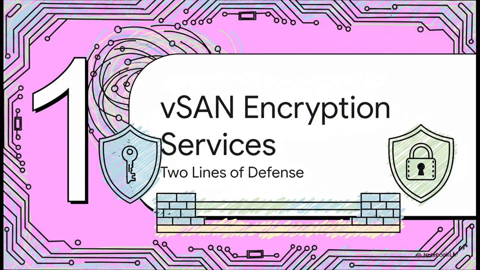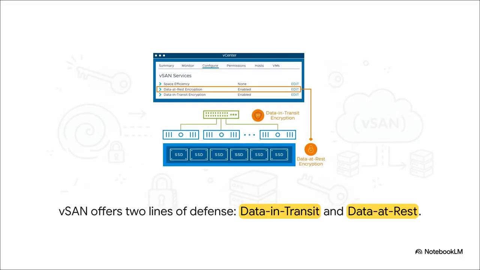Now, this isn't just one single feature you flip on. It's actually a whole suite of tools that gives you two distinct and really powerful lines of defense for your data. And here they are: Data-in-Transit and Data-at-Rest Encryption. The cool part is you can enable them independently, or you can use them together for maximum security. And it's all configured on a per-cluster basis. So what's the difference between these two?